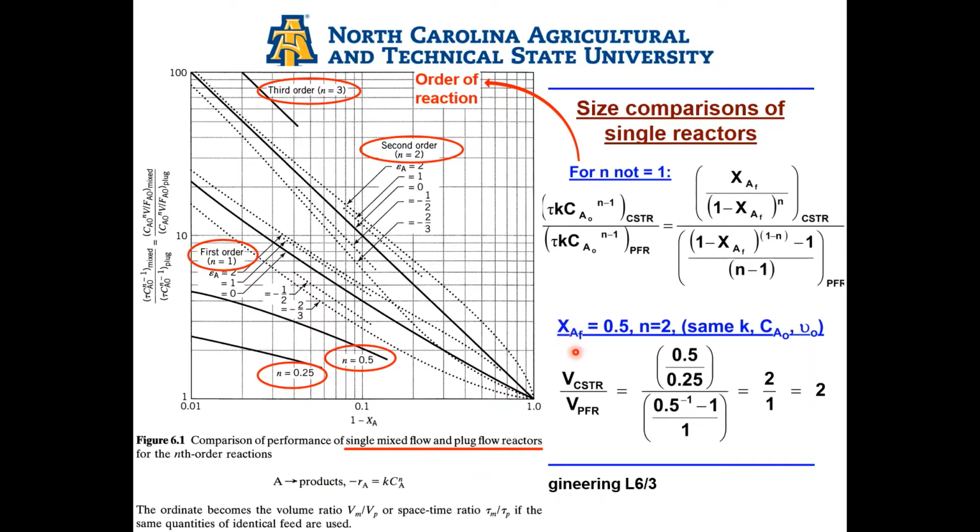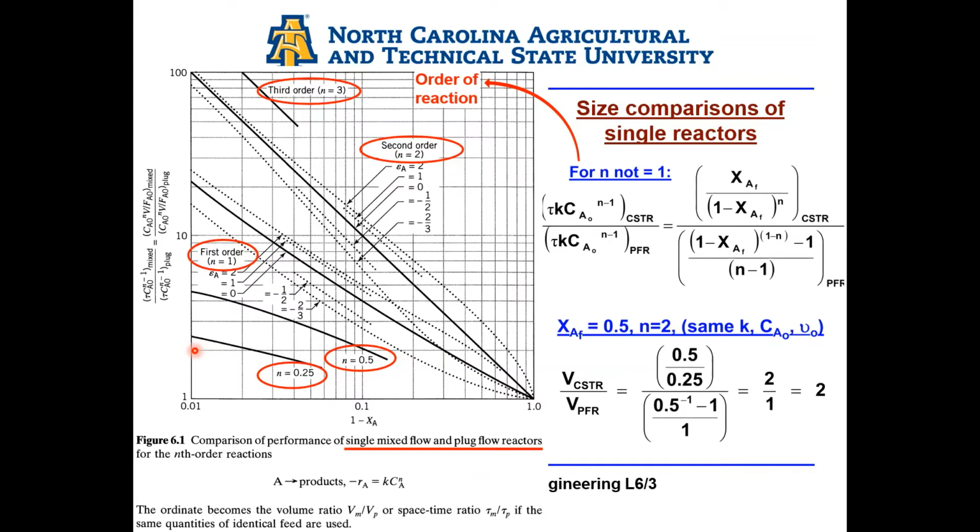Let's look at one case. Let's say I want to find the ratio of these volumes for a conversion of 0.5 for a second order reaction. All I have to do is look in this chart. If XA is 0.5, 1 minus XA will also be 0.5. So I find the 0.5 point, 0.2, 0.3, 0.4, 0.5, and I look for the n equals 2 line, which is this line right here. From here, if I read here, it's 2, so the ratio of the volumes is equal to 2. So it's a useful tool to give you an idea of the volume of these two reactors.